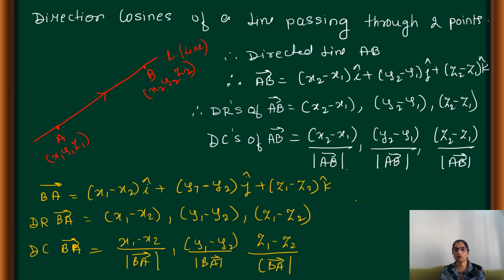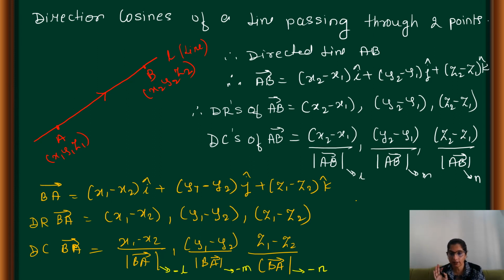So if this is going to give you L, this is going to give you M, and this is going to give you N, then automatically you must understand that this will give you minus L, this will give you minus M, and this will give you minus N, correct? Because it is going to be the opposite end.